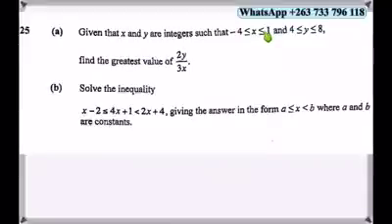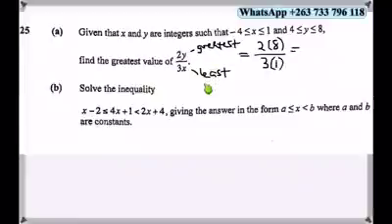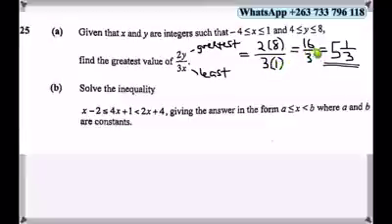Then number 25, given that x and y are integers such that minus 4 less or equal to x less or equal to 1, and 4 less or equal to y less or equal to 8. Find the greatest value of 2y over 3x. So to find the greatest value, we must find the greatest value of 2y and the least value of 3x. So the greatest value of 2y is 2 times the greatest value of y, which is 8, so it's 2 times 8. Then the minimum value we can get by multiplying 3 and x is 3 times 1. So here find the greatest, here find the least. 2 times 8 is 16, 3 times 1 is 3. So our answer will be 5 and a third. This will be the greatest value of this quotient.